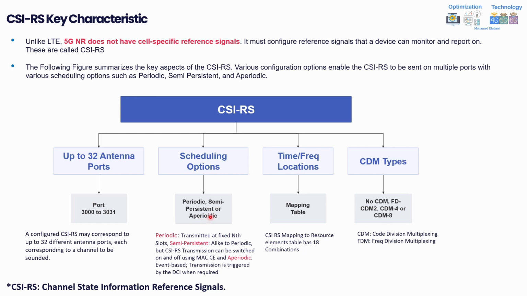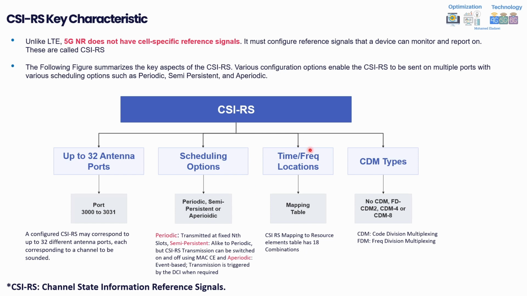And we have another type called semi-persistent. Semi-persistent is similar to periodic. It's also periodic. However, it can be activated or deactivated by the gNB at any time using something called a MAC control element and so on. Then the last type is called aperiodic. Aperiodic is event-based. It's actually not periodic. It can be triggered at any time by sending DCI when required.